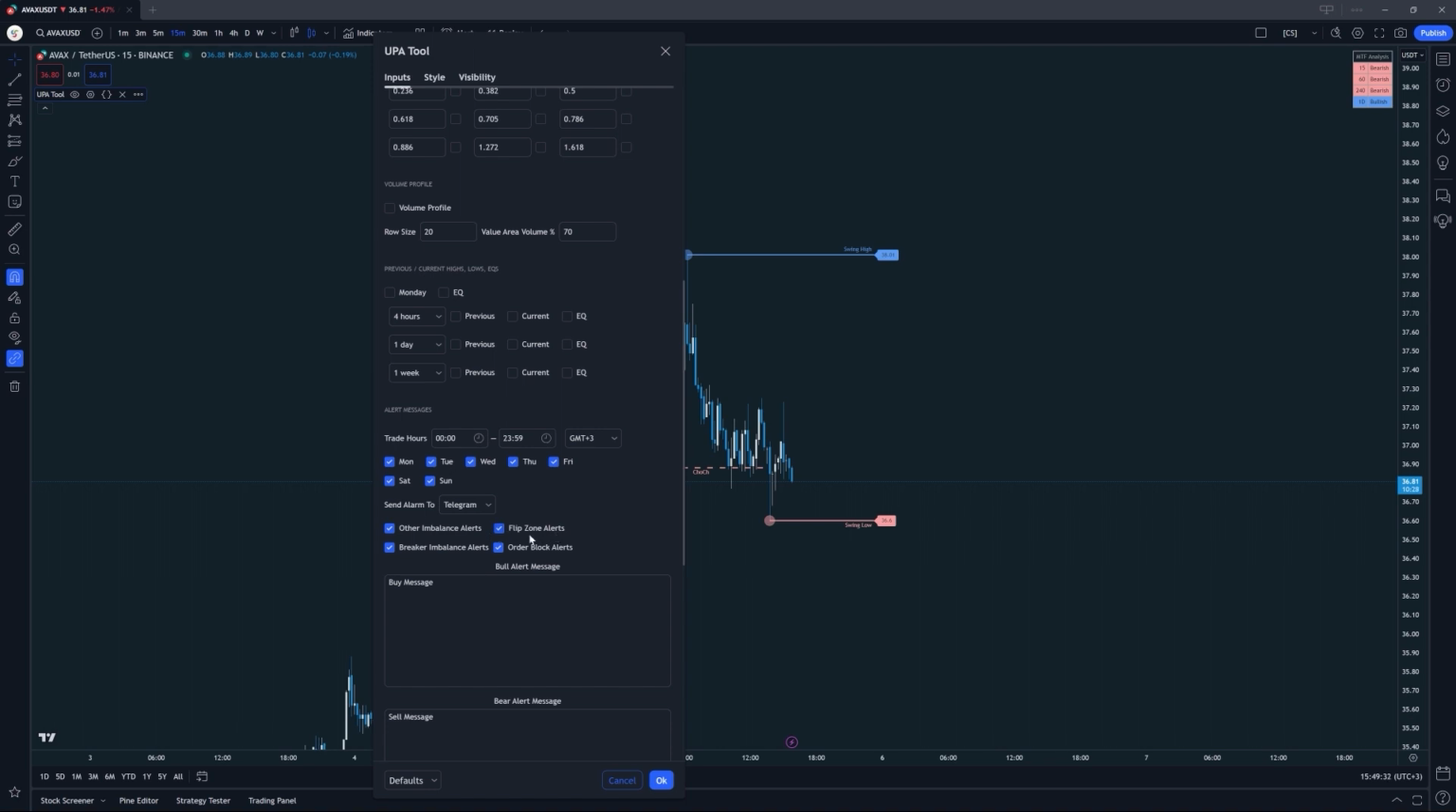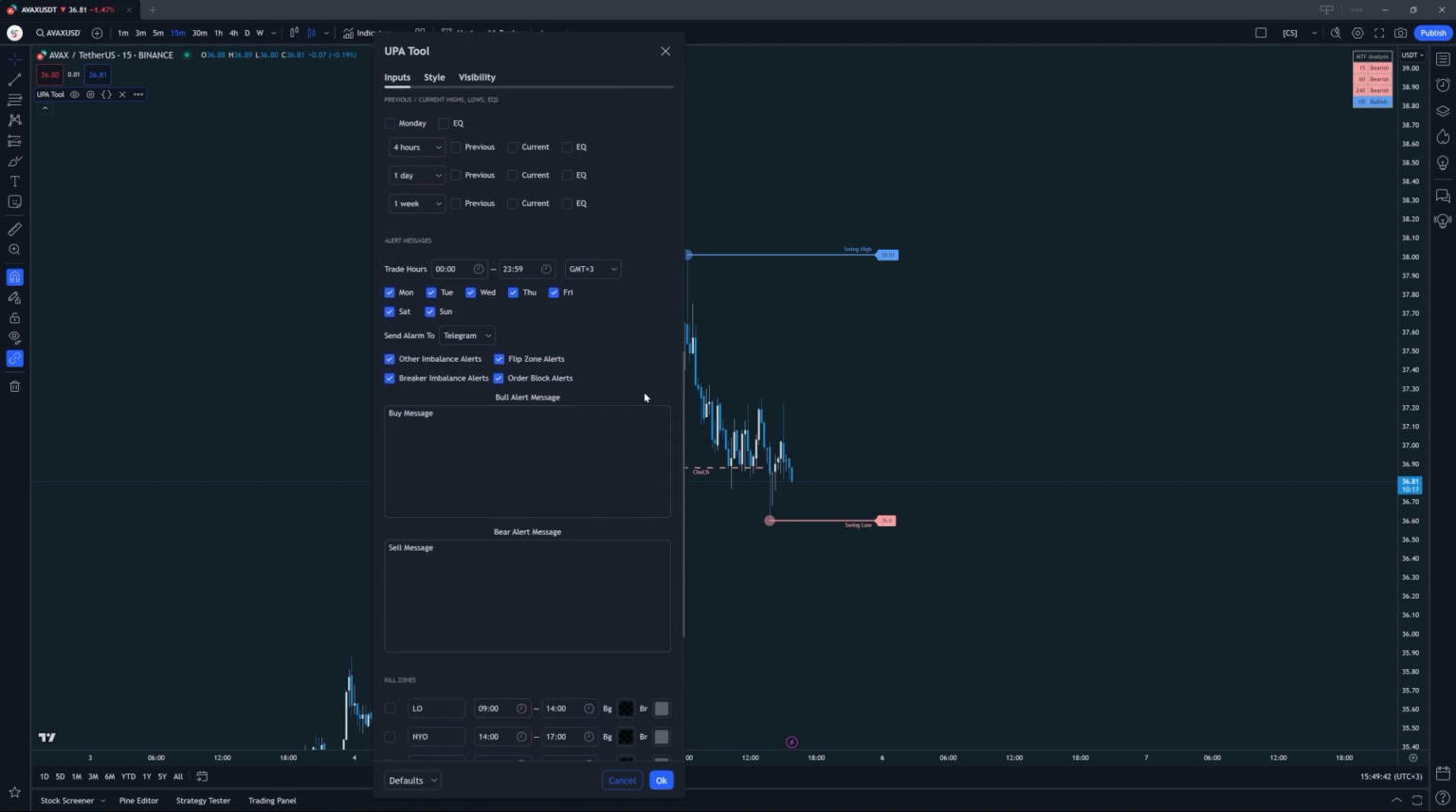Sound an alarm when a flip zone occurs, or get an alarm when a breakout occurs. You can set your alarm options as alarm when an order block occurs, or alarm when FVGs occur. Alarm messages are also standard. You can adjust them as you like.